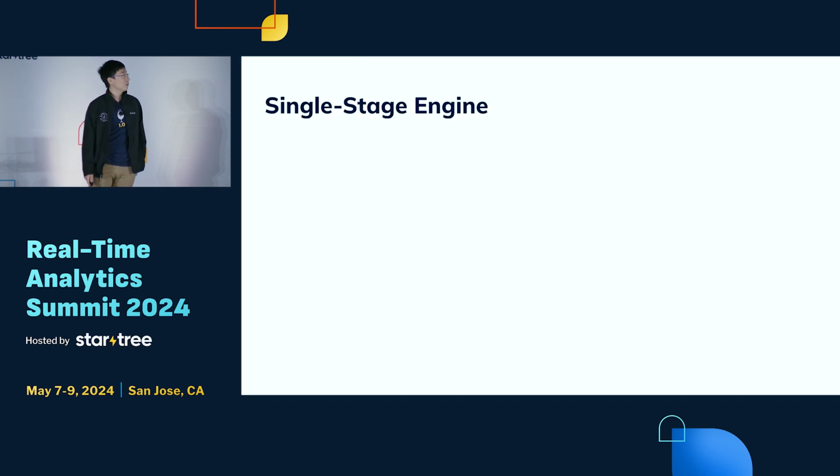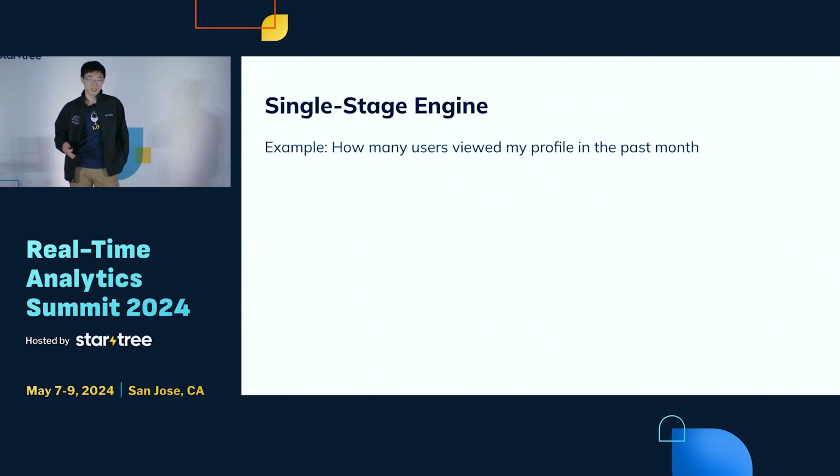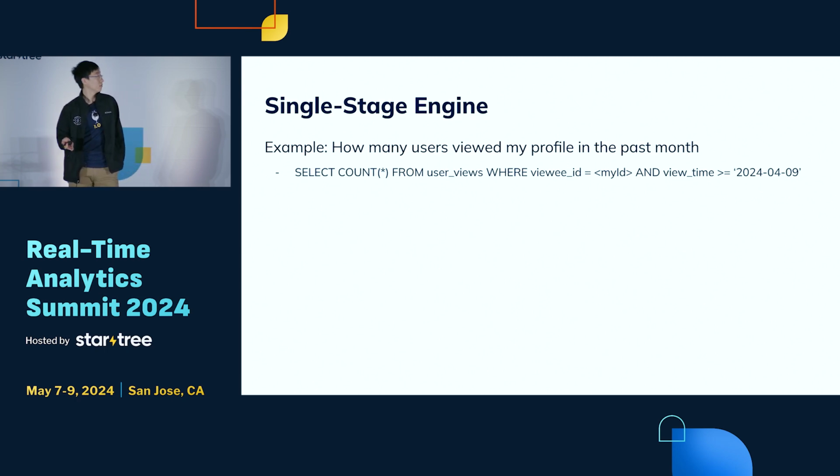OK, so next I will talk about what is the single-stage engine. I'll start with an example. This is a classic LinkedIn use case where, when I look at my LinkedIn website, I want to know how many users viewed my profile in the past month. So how do we translate this into the SQL world? In SQL, I might write this as a query: select count star from a user view table where I search for my own view ID, and I also put a filter on the view time. Pretty simple query, right?